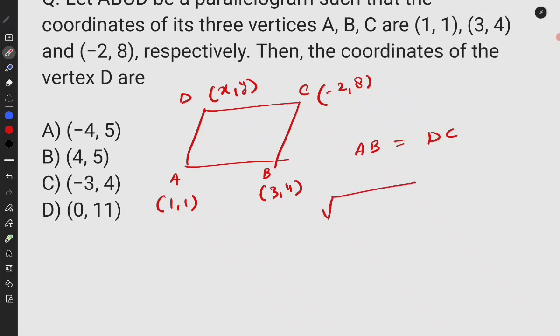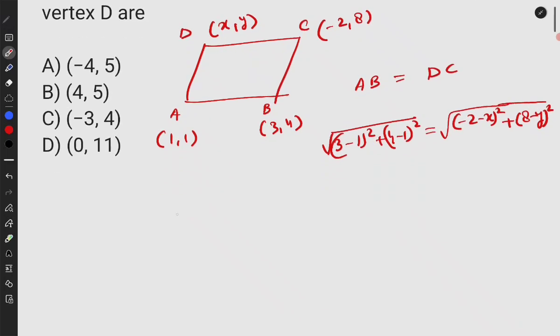So root of (3 minus 1) square plus (4 minus 1) square will be equal to root of (minus 2 minus x) square plus (8 minus y) square. Now the root will cancel out. You will see here 3 minus 1 is 2, square; 4 minus 1 is 3, square. We get (minus 2 minus x) whole square plus (8 minus y) whole square. Now this is 4 plus 9, 13.